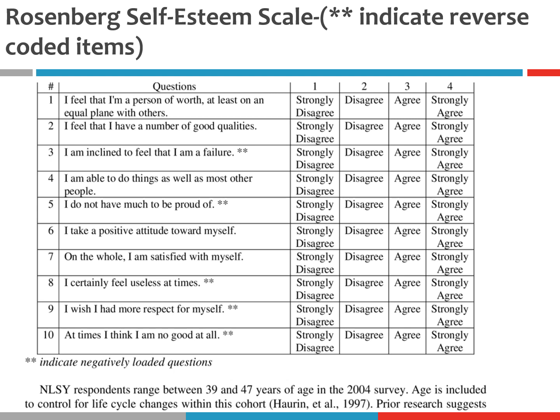But look at question 3. I'm inclined to feel that I'm a failure. So now you want to answer 1. If you have high self-esteem, you're going to strongly disagree with this question because it's reverse coded. It's not coded so that 4, or the highest response, means high self-esteem. It's coded so that the lowest response means high self-esteem. So the participant actually has to read the question to understand this. If you see strongly agree with everything here, that means the person's not reading the actual question.